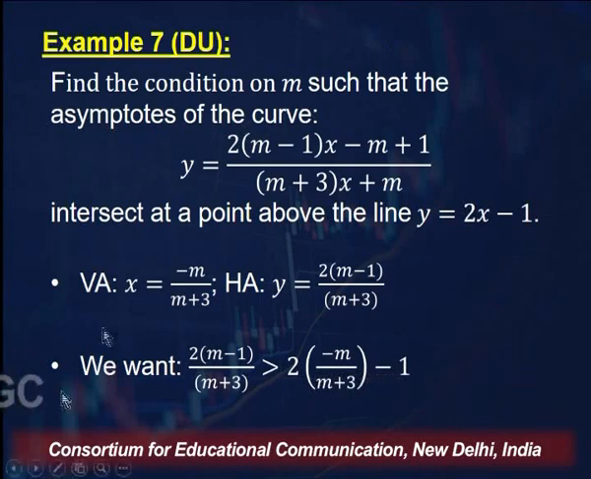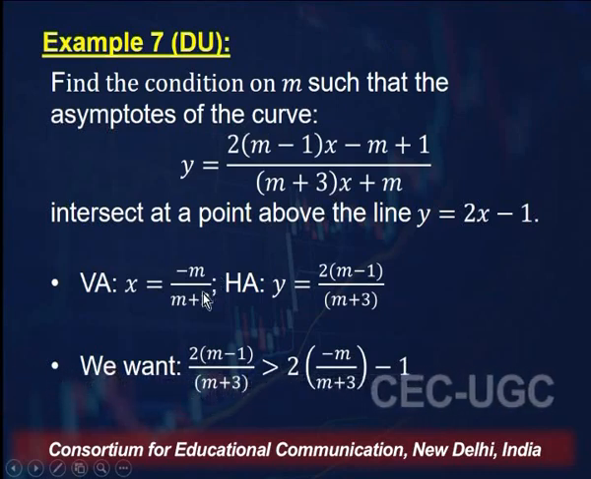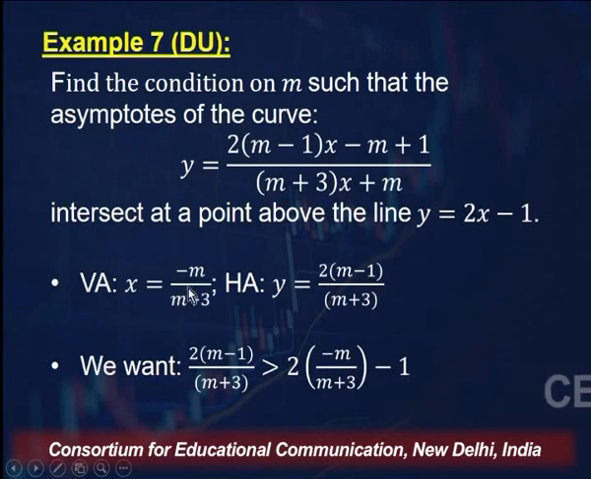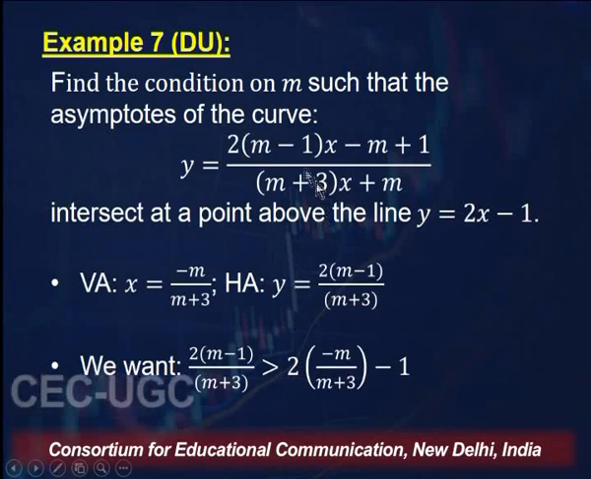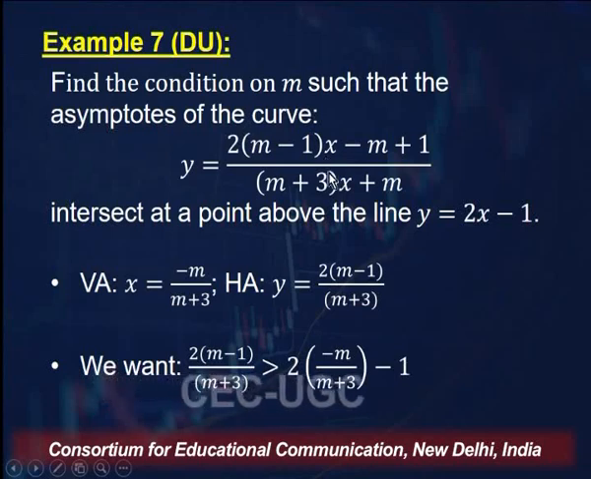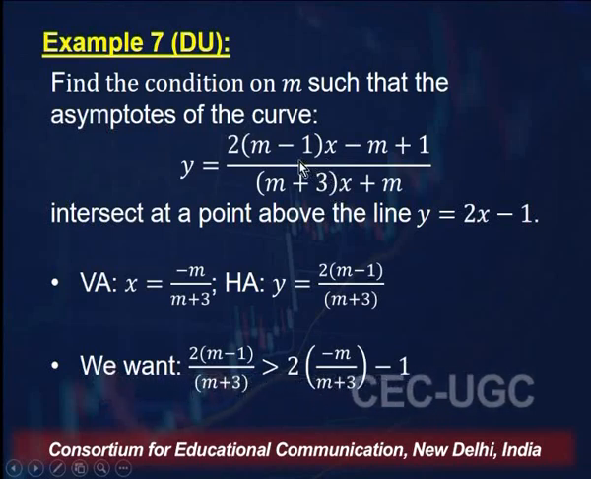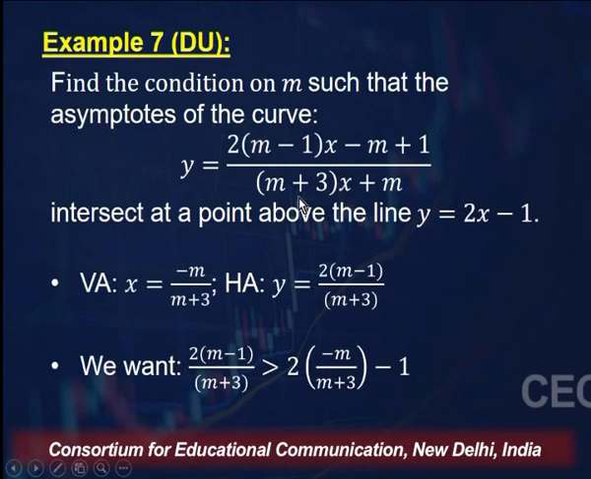So here you can see the vertical asymptote where your denominator becomes 0, and make sure your function is tending to infinity or minus infinity. So x is equal to minus m upon m plus 3. That is where the denominator is 0, and there are no common factors here, so this will be a vertical asymptote. The horizontal asymptote will be the ratio of the coefficients, because here the degree of the numerator is the same as the degree of the denominator. So 2 times (m minus 1) divided by (m plus 3) will be your horizontal asymptote.